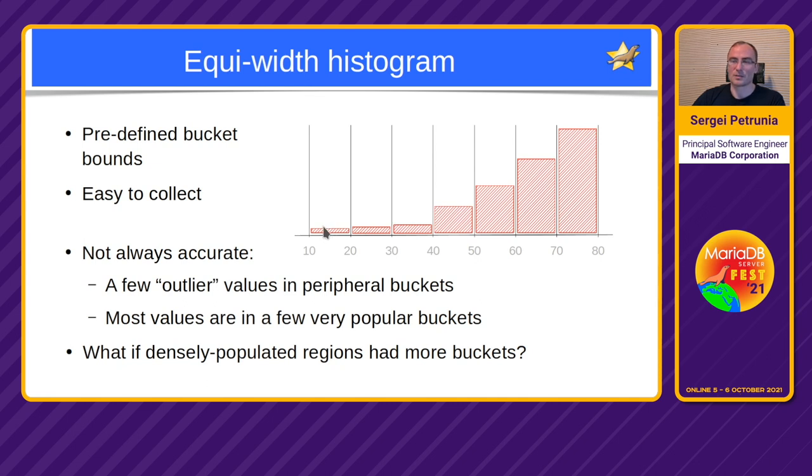Like here we see in an example that there are a few outlier values in peripheral buckets, and they take nearly half of the buckets in the histogram. While most values are concentrated in a few very popular buckets, and there our precision suffers because we don't have that many buckets. So the question is, what if densely populated regions had more buckets while sparsely populated regions had less? There is such a variant of a histogram.